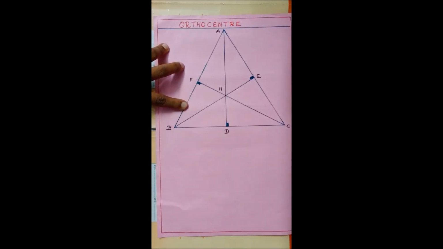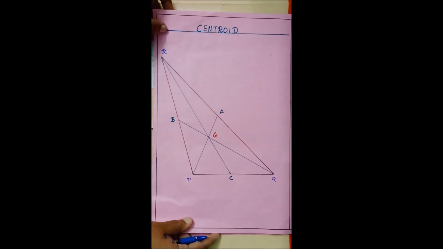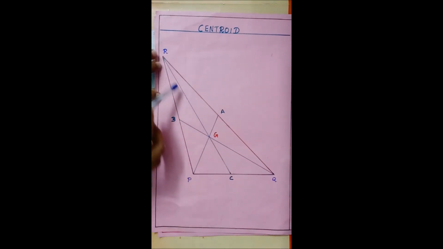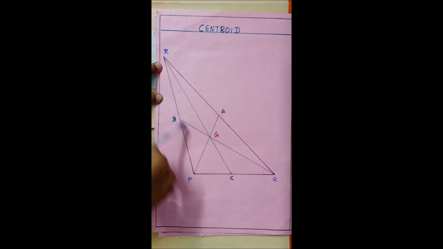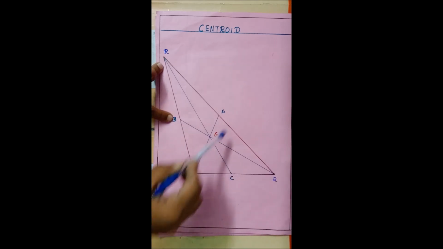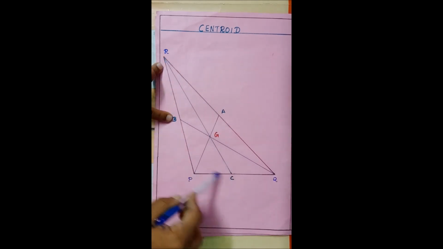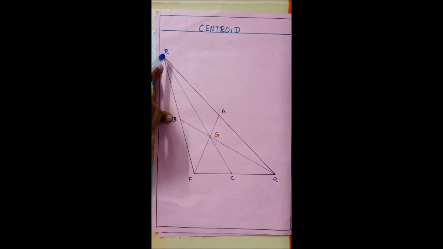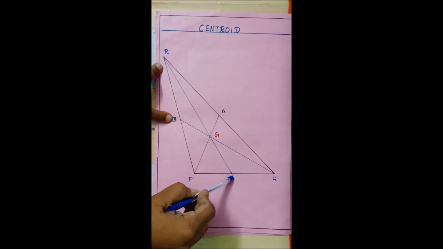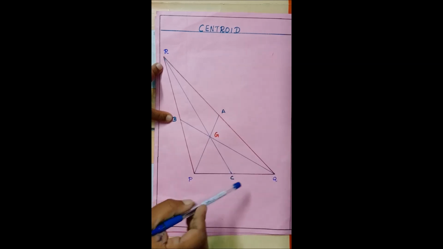Next we are going to see centroid of a triangle. What is meant by centroid of a triangle? The point of concurrency of medians of a triangle is said to be the centroid of a triangle. The symbol we are using is G. What are the medians? BQ, PA, RC. These are the 3 medians. These 3 medians meet at a point. That point is said to be the centroid. How can you get a median? By joining a vertex to the midpoint of its opposite side. This is the midpoint of the side PQ. Joining a vertex to the midpoint of its opposite side, we get a median.